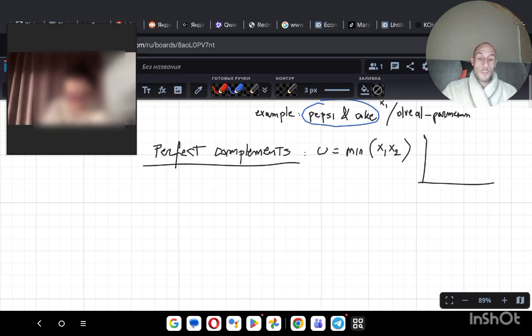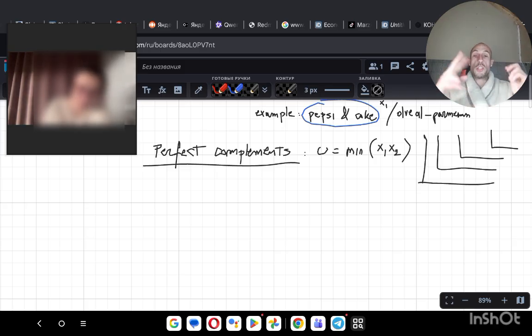I'm a bit confused. So the X line is our, for example, right shoe, and the Y line, like the Y axis. It doesn't matter. It doesn't matter. X1, X2 can be changed.